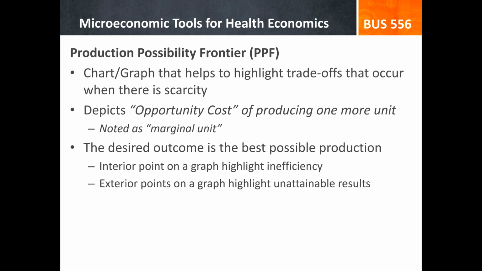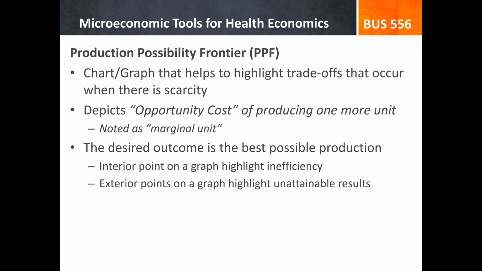Okay, so first tool is a production possibility frontier tool. And all it is is a chart and graph that helps to highlight trade-offs that occur. So remember we talked about opportunity costs? So this is a tool to sort of discuss opportunity costs and look at the marginal unit. By marginal unit, what I mean is what would I do with one extra dollar on the margins? And when you look at the chart, which I'll show you in a little bit, if you're within the chart, you're inefficient because you're not maximizing your efficiency throughout the productivity. And if you're outside the chart, that's actually something that's unattainable because there's just not enough resources.